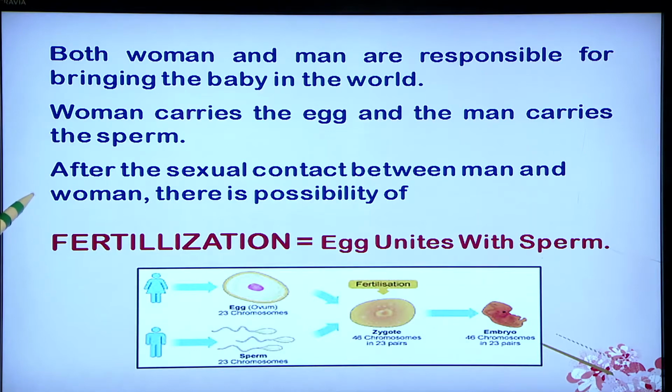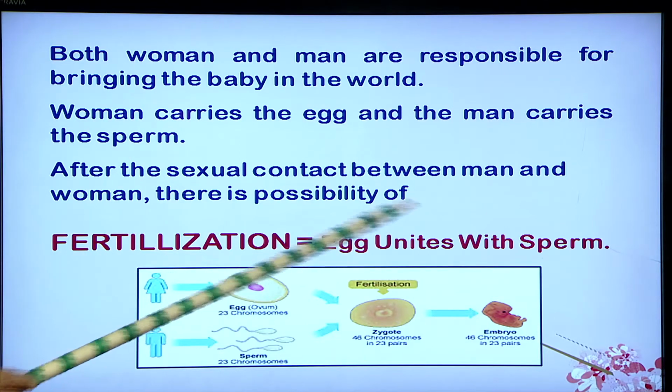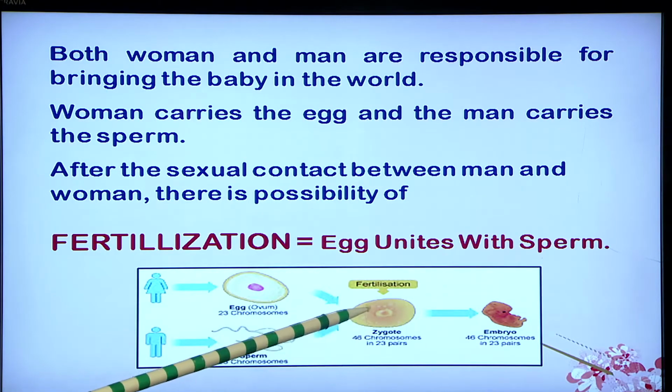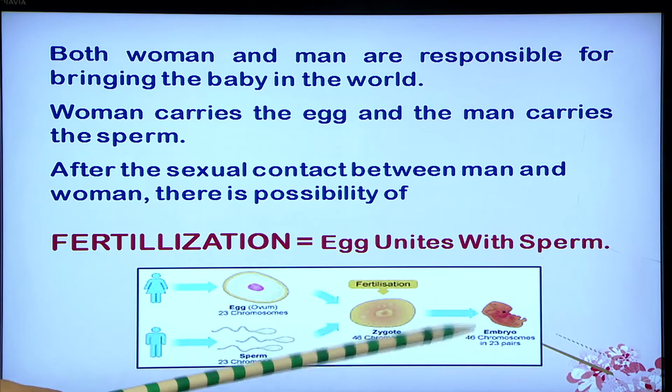After the sexual contact between the man and the woman, there is the possibility of fertilization, that is, uniting the egg with the sperm. As you can see here, this is the ovum, whereas this is the sperm. When they combine, it forms the zygote, and the zygote turns into an embryo. This is the process of fertilization.